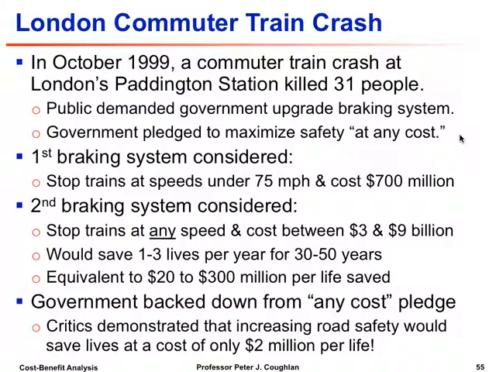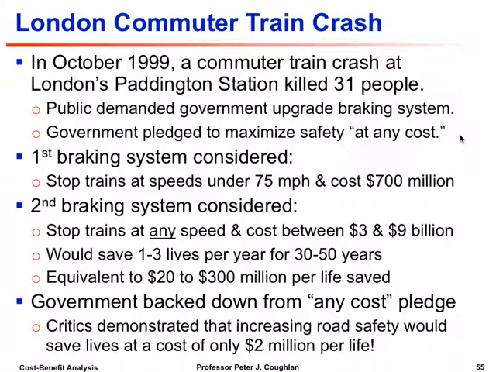As opposed to the first braking system, which could save a fair number of lives at a much lower cost. So the government, in fact, backed down from the quote "any cost" pledge, and they went with the first braking system, right? Because it sounds all well and good politically to say we'll save lives at any cost, but when it comes down to it, not only is it harder to put your money where your mouth is, it just doesn't make sense. It doesn't make sense to spend public money in ways that save fewer lives when you could save more lives at a lower cost per life saved. That's what we want our government to be doing, right?